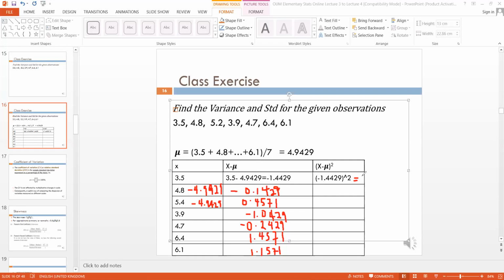Negative 0.0... when you square a negative, it's positive. 0.0020. So 1.4429 squared gives you what? Okay, the first. 0.0002. That would be for the second one. Yes. 0.002. 0.002. Okay. Then what of the first one? 1.4429 squared. What do you have?